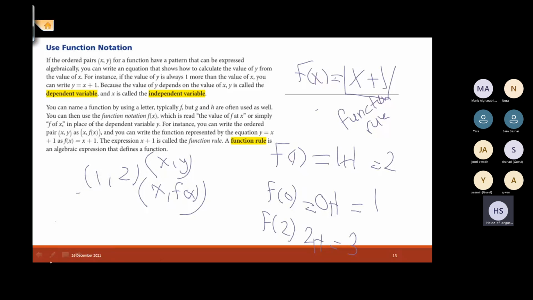So here, now. f of 1 means x is 1, and the value that you find is y. So how do you write the ordered pair? Where's x? Where's y? The value of x. The function of x means 2. So you will say (1, 2), because the 1 is x and the 2 is y.